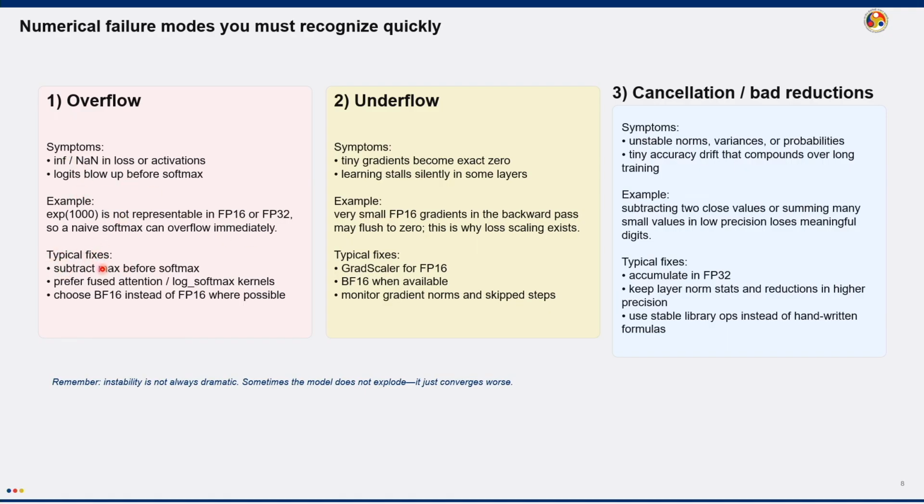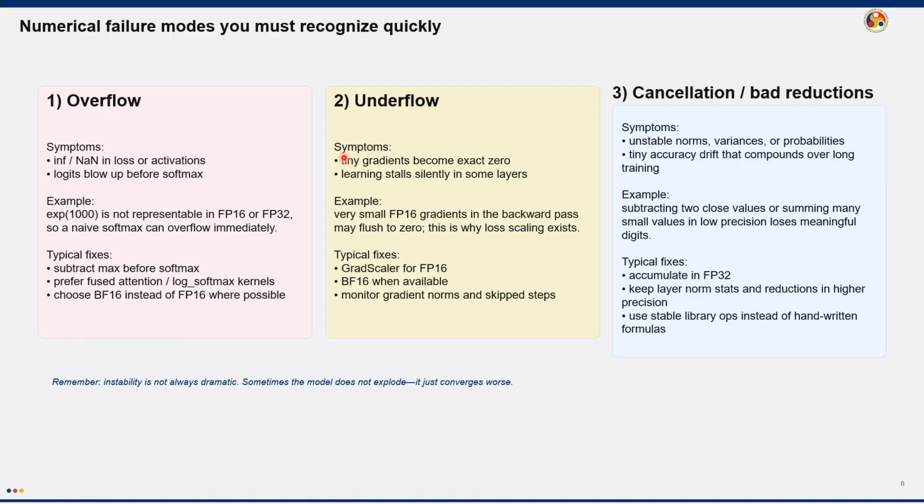The typical fix is to subtract the max before softmax. We will see in the code example how to do that. Or you can prefer fused attention or log softmax kernels. And you can choose BF16 instead of FP16 wherever possible. Obviously, I am stressing this in each slide: check first whether the target TPU or GPU has BF16 support.